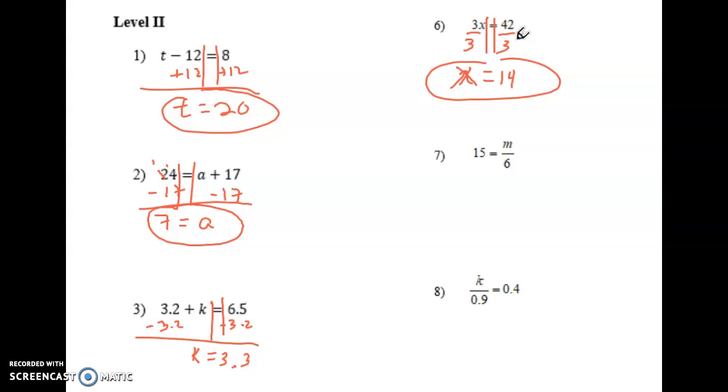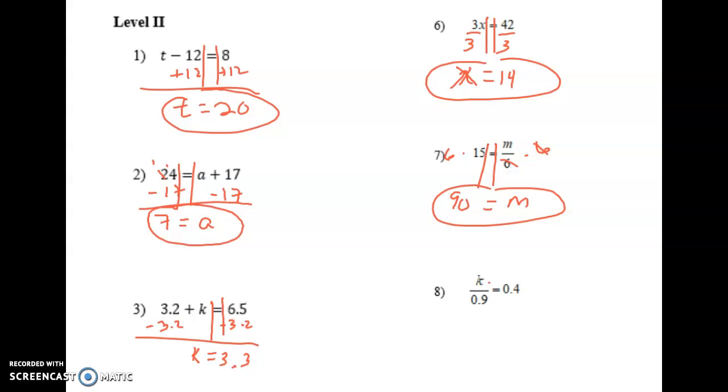On number 7, draw my wall. M wants to get rid of the 6. The opposite of dividing by 6 is to multiply both sides by 6. The 6s cross simplify. I'm left with m equals 6 times 15. 6 times 15 gives me 90. 90 divided by 6 should give you 15.